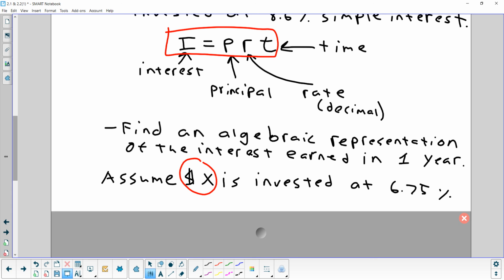How many different investments is Bill putting his money in here? 2. He's splitting it up into 2. He's going to earn interest from each of them. So he's going to earn some interest from investment number 1, and he's going to earn interest from investment number 2. What are we going to do with the 2 different amounts of interest he earns to find the total? Yep, Madison? We're going to add them.